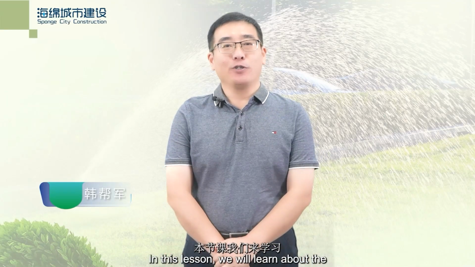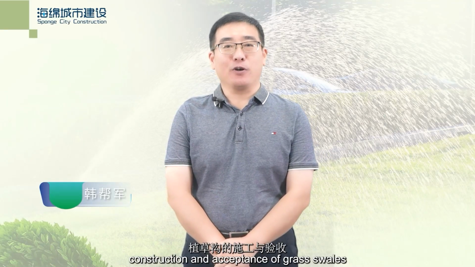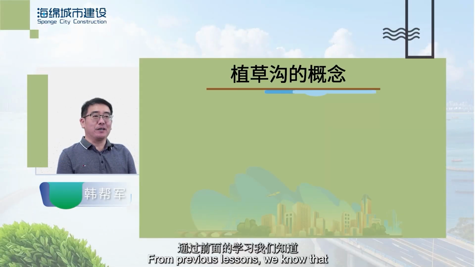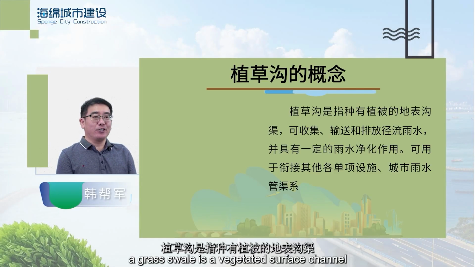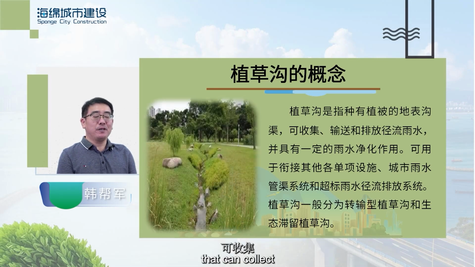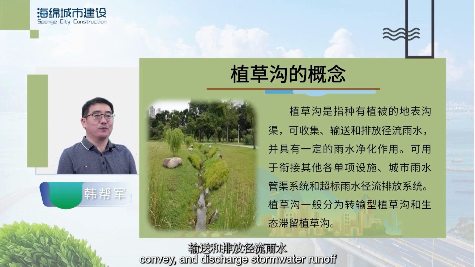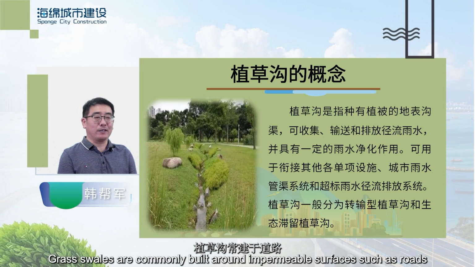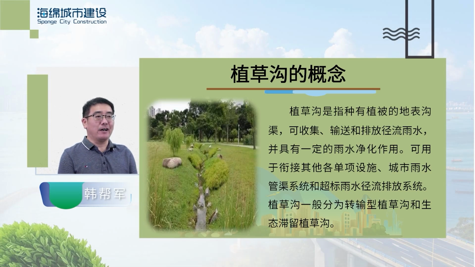Hello, everyone. In this lesson, we will learn about the construction and acceptance of grass swales. From previous lessons, we know that a grass swale is a vegetated surface channel that can collect, convey, and discharge stormwater runoff, and has a certain capacity for rainwater purification. Grass swales are commonly built around impermeable surfaces, such as roads, squares, and parking lots.